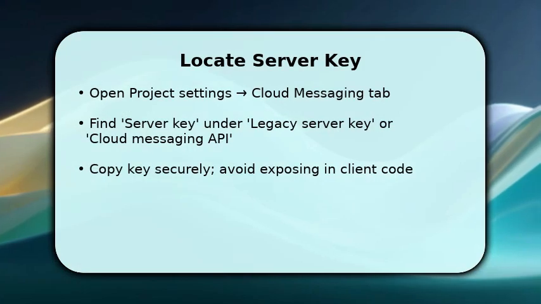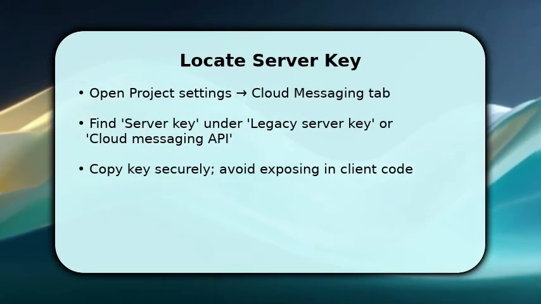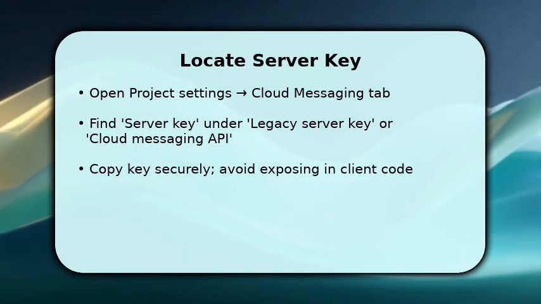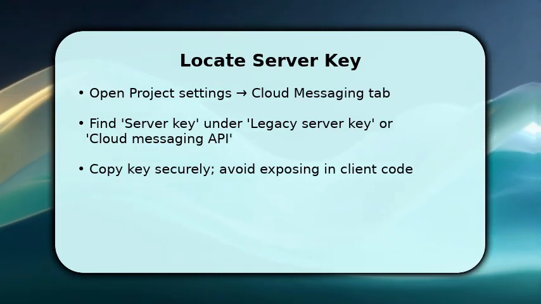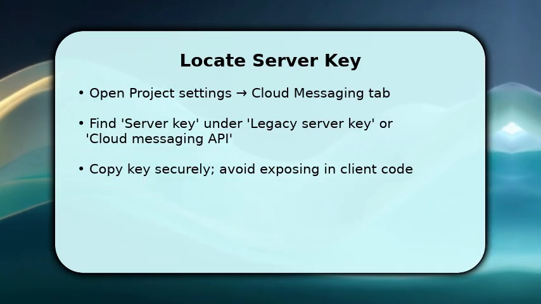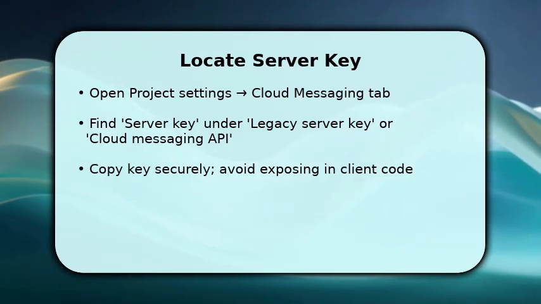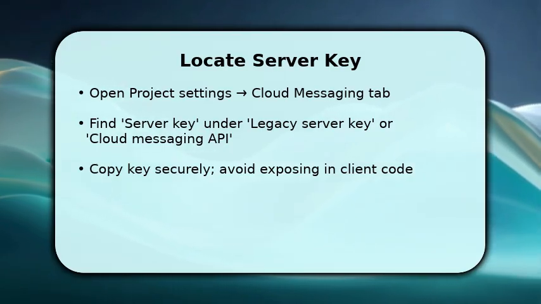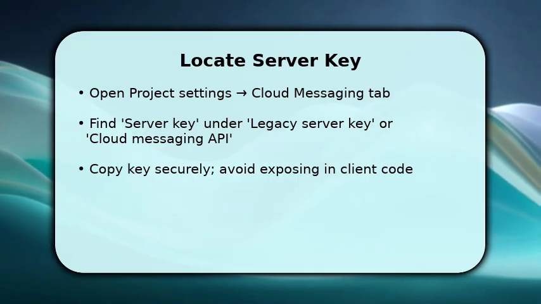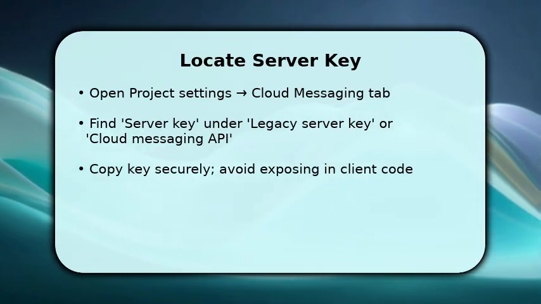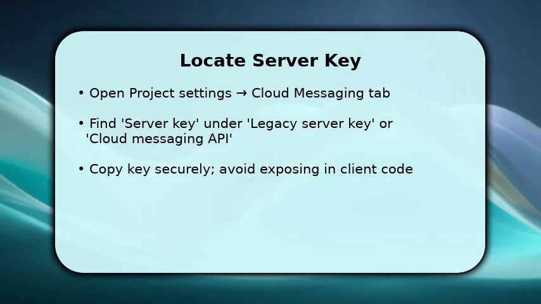Once in the Cloud Messaging tab, scroll to the Credentials area. You'll find a legacy server key or the current FCM server key listed. This is the token your server uses to authenticate sending messages. Click the Reveal or Copy icon to capture the key. Make sure to store it in a secure environment variable or secrets manager. Do not embed it in client-side apps.